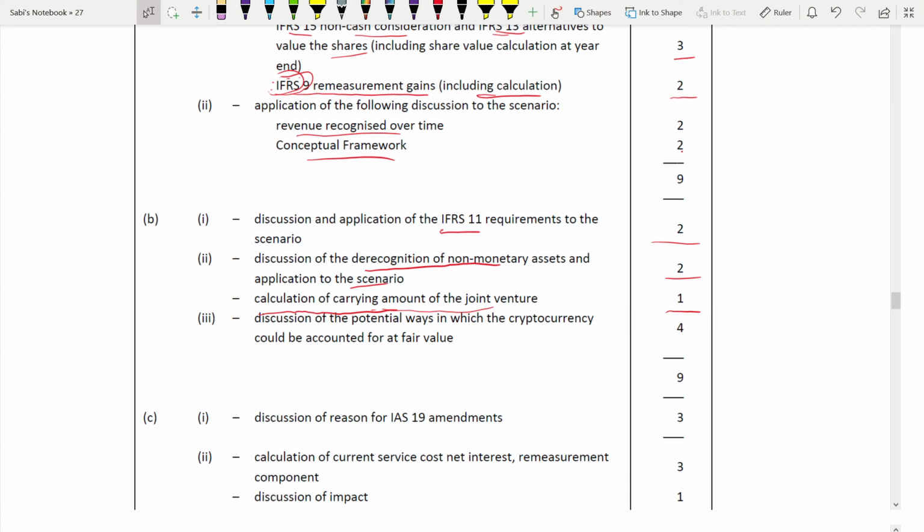Even if it's just the calculation of the carrying amount of the joint venture, that itself is 1 mark. Imagine if you would have missed this 1 mark and you're failing at 49. Just imagine that scenario. So you cannot miss out anything. Next, discussion of the potential ways in which cryptocurrencies could be accounted at fair value: 4 marks. Highest mark is in this area. Together you are getting the 9 marks.